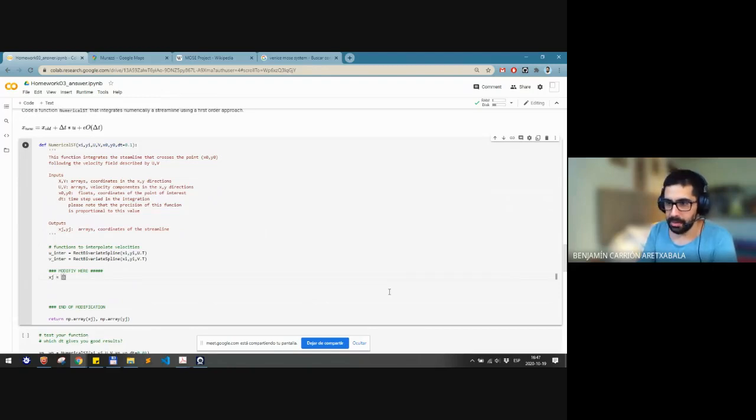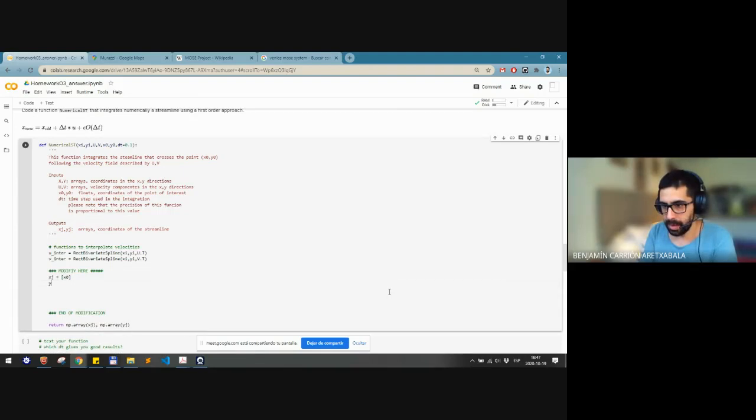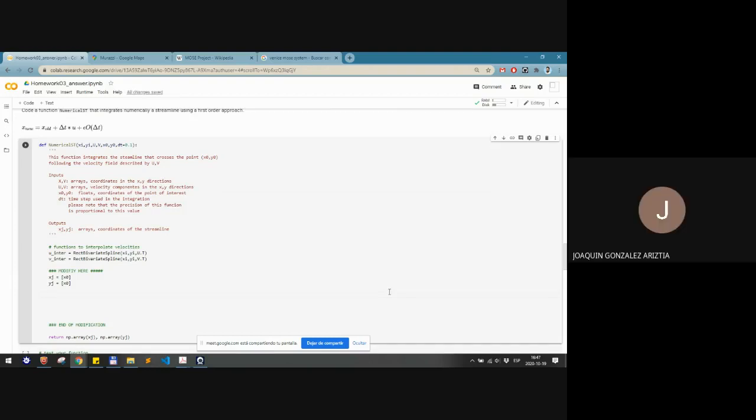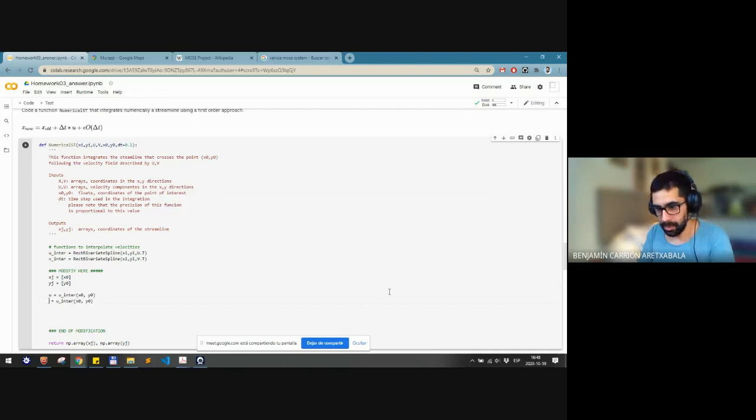Basically, we're going to be storing several values of xj, and the first value is going to be just x0. The same with y, y0. That's one way to do it. And then we need to know the velocity at that point. Sorry, sir, this is y0. Yeah, thanks. And the velocity at that point is just going to be u of x0, y0, right? And same with v.